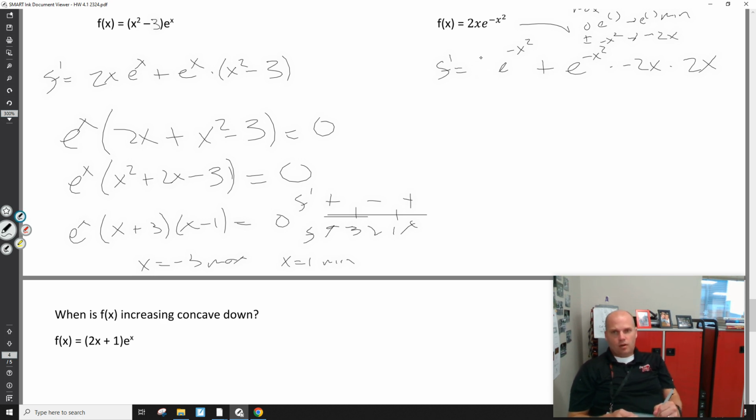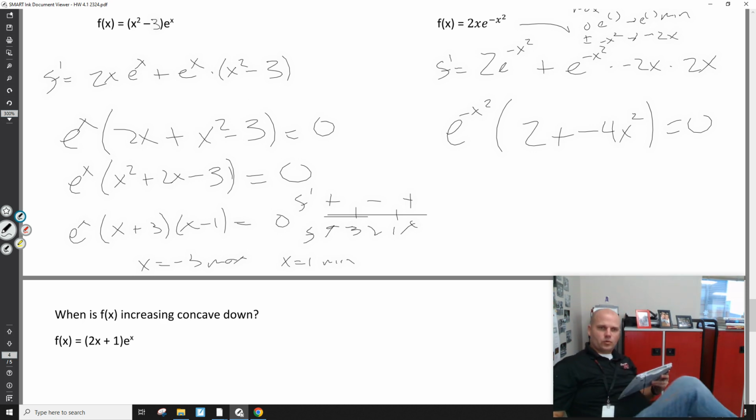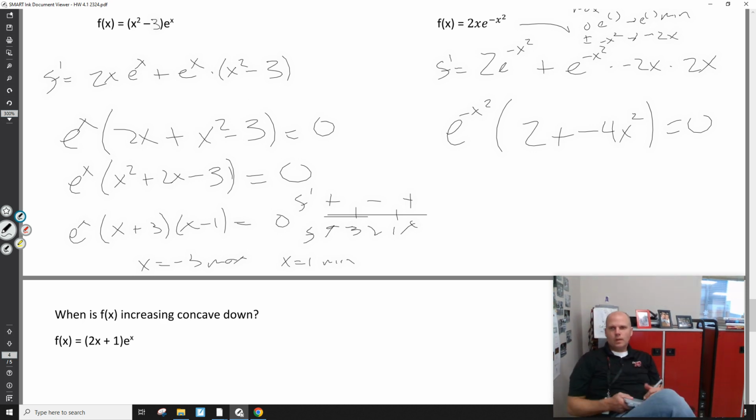What do I do now? Factor out the e to the power. You get 2 plus negative 4x squared. Now, I can solve this for sure. We're going to have to do an equation where we're solving. Subtract 2, divided by 4, you get x squared equals a half. You get x equals plus or minus root a half.